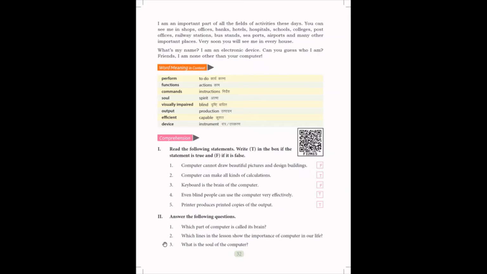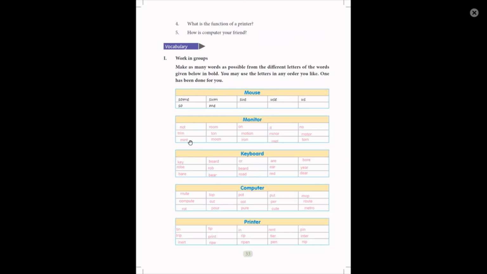Okay, third question is, what is the soul of the computer? Software is the soul of the computer. Okay, it is the software. All right, next question. What is the function of a printer? We can print the output using the printer. Fantastic. And last question here is, how is computer your friend? Computer is our friend because it does many useful things and performs many functions. Right, so we are making this video as well using the computer, right? Yes. Okay. All right, moving on to the next part.